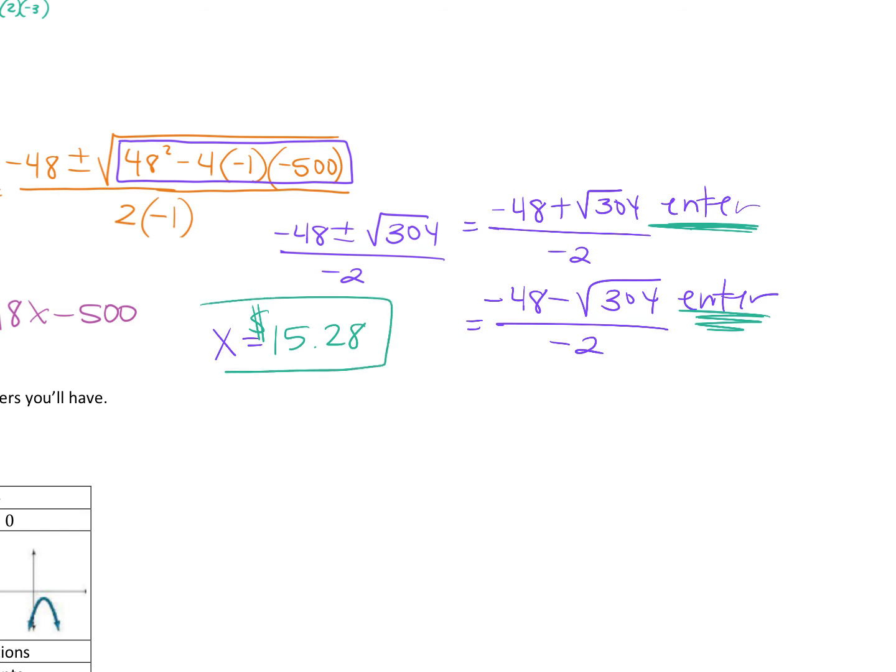So this is one answer. What'd you get for the minus answer then? So negative 48 minus the square root of 304, hit enter, and then divide by negative 2.